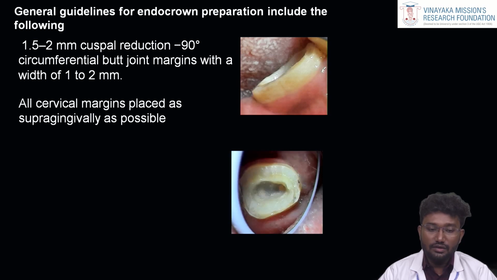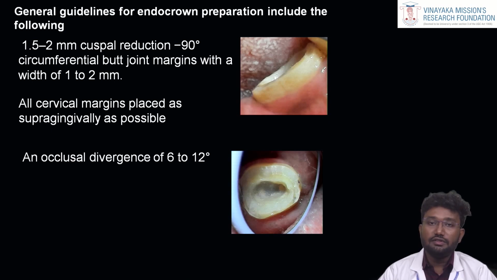Next, all cervical margins are placed as supragingivally as possible. And occlusal divergence should be present. There should not be any convergence, because we are making an indirect restoration. This is an indirect restoration in which an impression is taken and the prosthesis is fabricated.